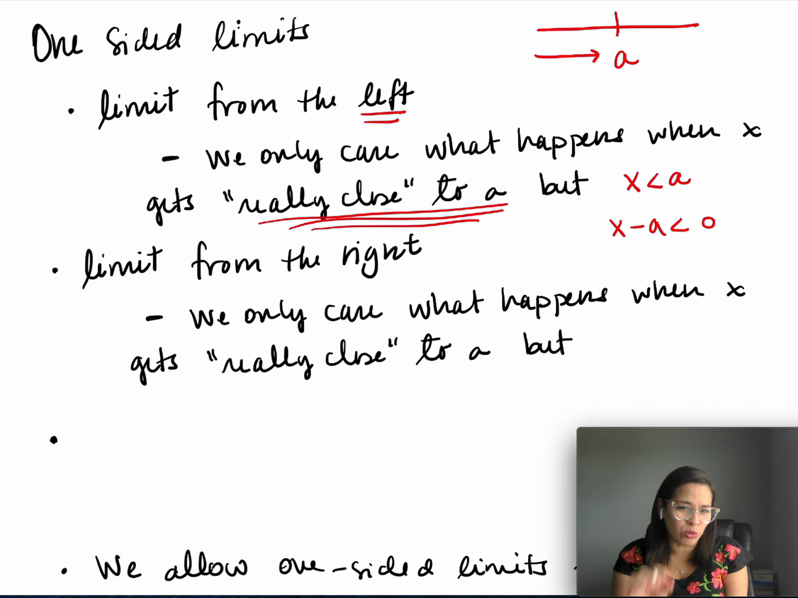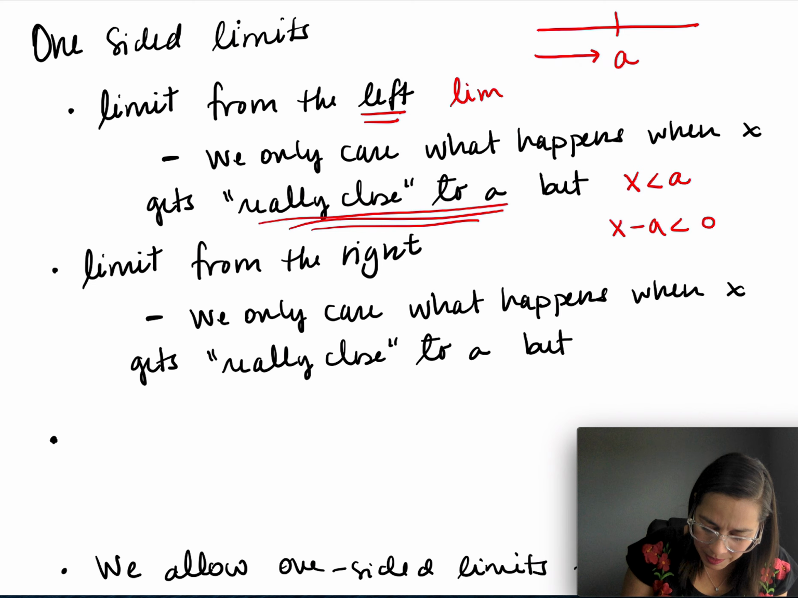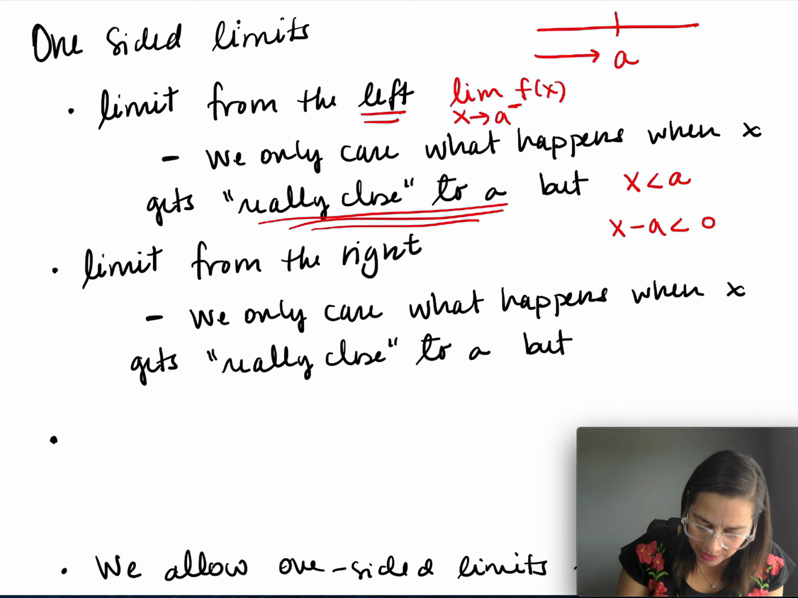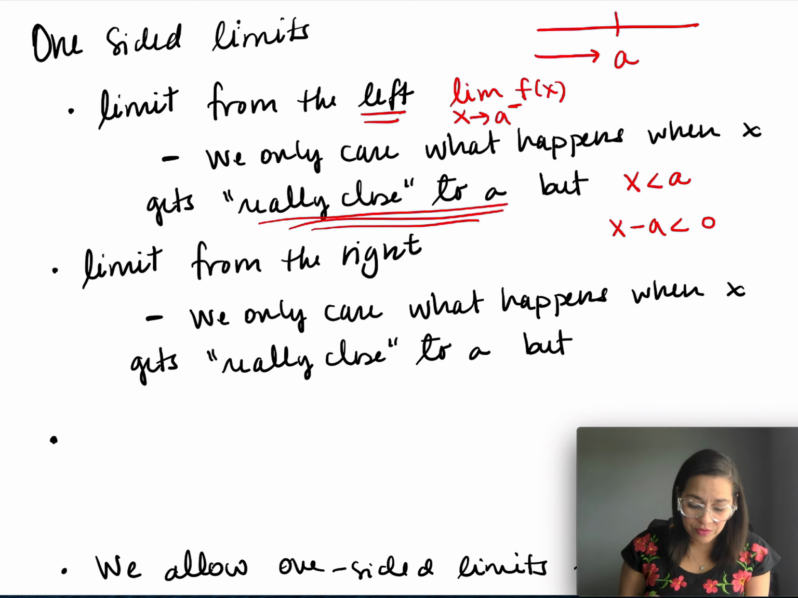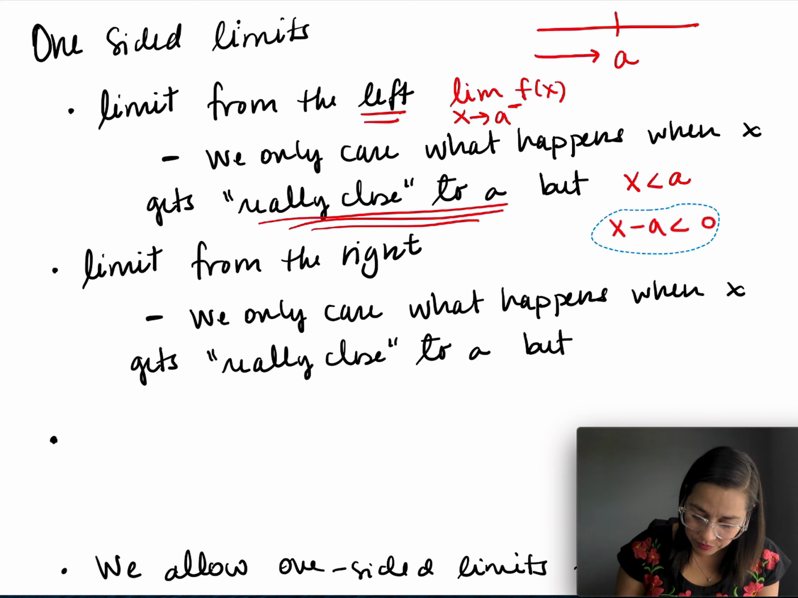That's why the notation is limit from the left. I'm going to write lim as x goes to a from the left. And that's why I get that negative there. So f of x, okay? Does that make sense? Hopefully it does.